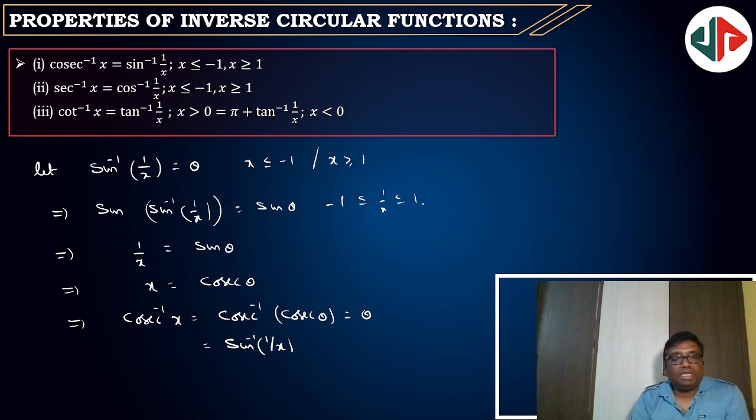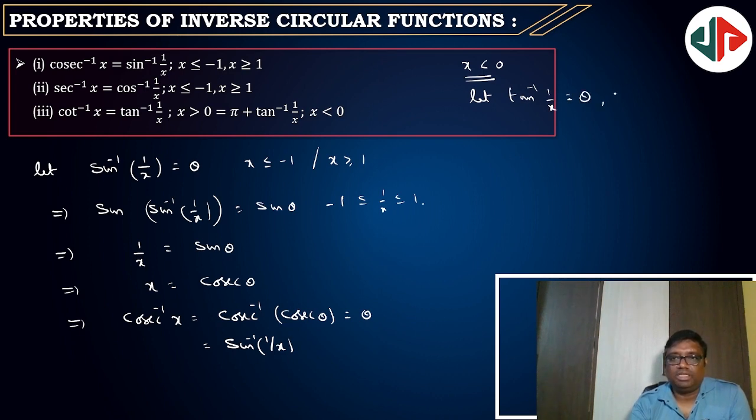In the same manner, secant inverse of x value is always equal to cos inverse of 1 by x when x value is less than or equal to minus 1 or greater than or equal to 1. Cot inverse of x is equal to tan inverse of 1 by x when x is greater than 0, or pi plus tan inverse of 1 by x when x is less than 0. Let us take when x is less than 0. When x is less than 0, let us imagine tan inverse of 1 by x is equal to theta.